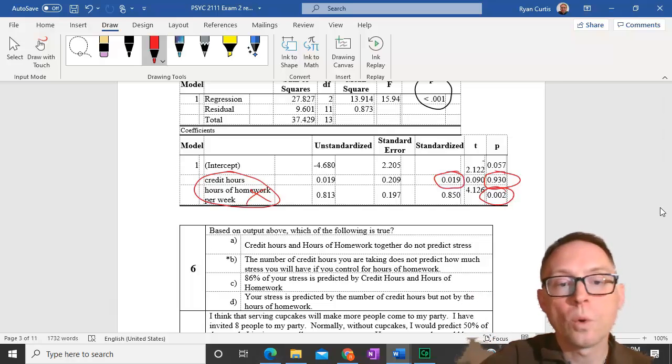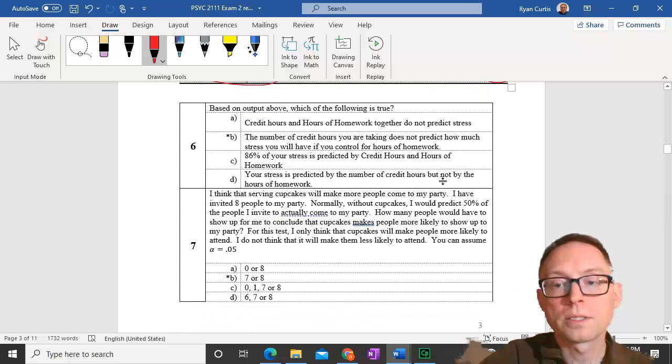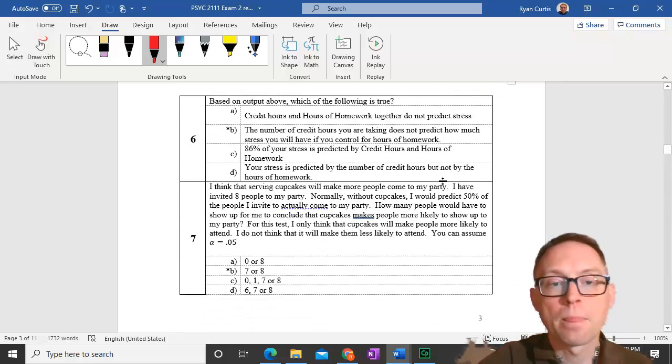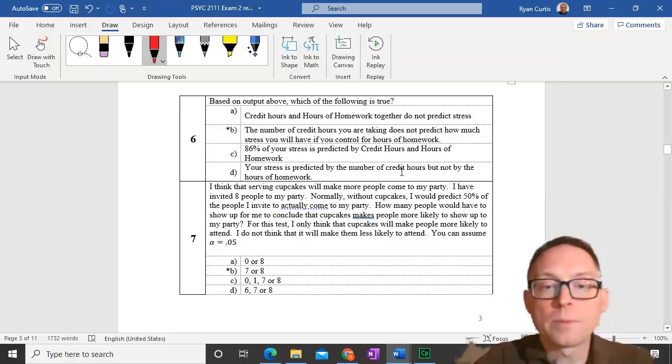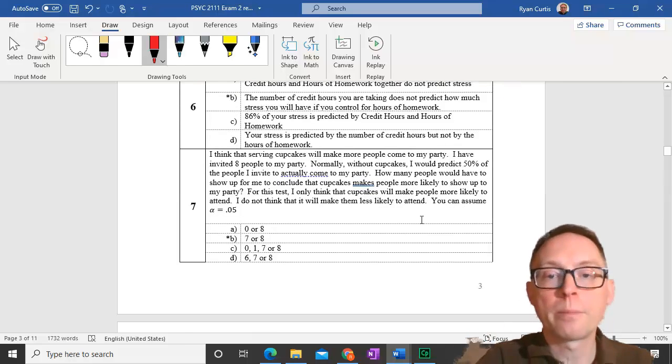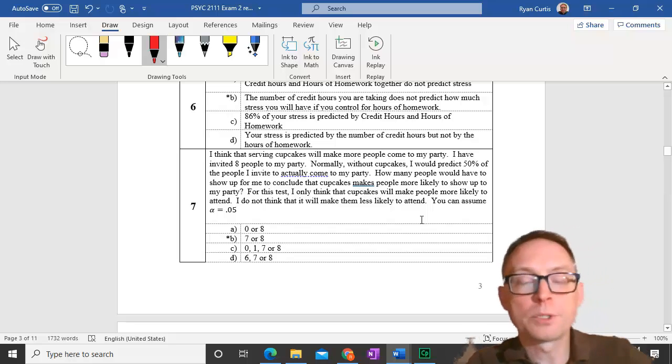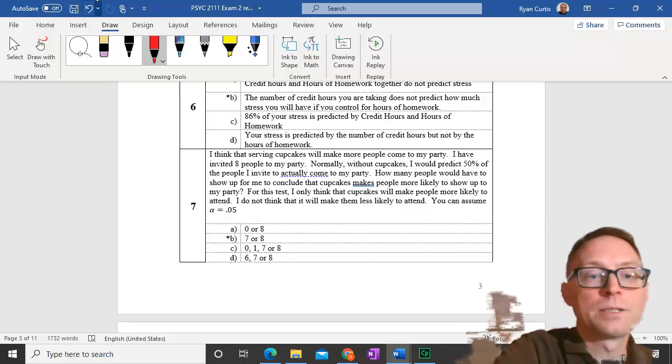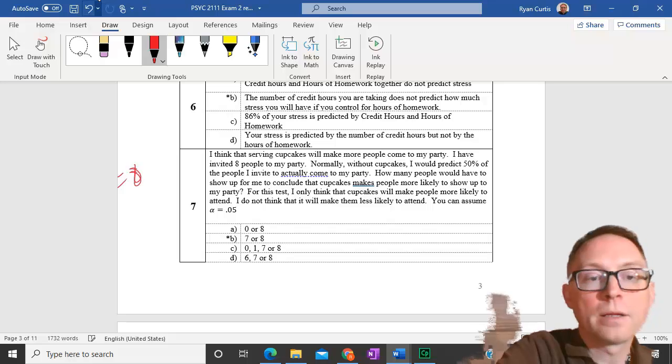Question number 7. All right, let's pay attention to this one. So I think that serving cupcakes will make more people come to my party. I have invited 8 people to my party. So that means that n is going to be 8. N equals 8.